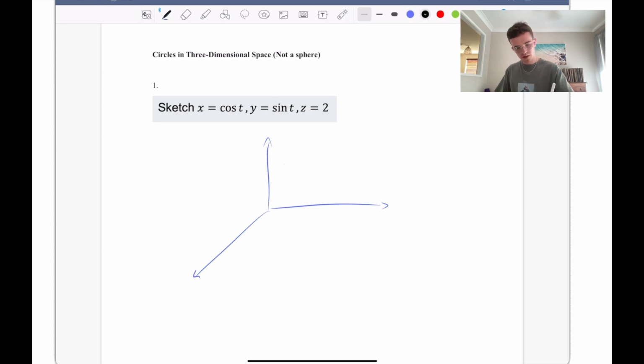So a circle of radius 1, centre 0, 0. Well, the original centre without being moved up would be 0, 0. So circle, radius 1, and it's at 2. So the centre of this circle is 0, 0, 2.